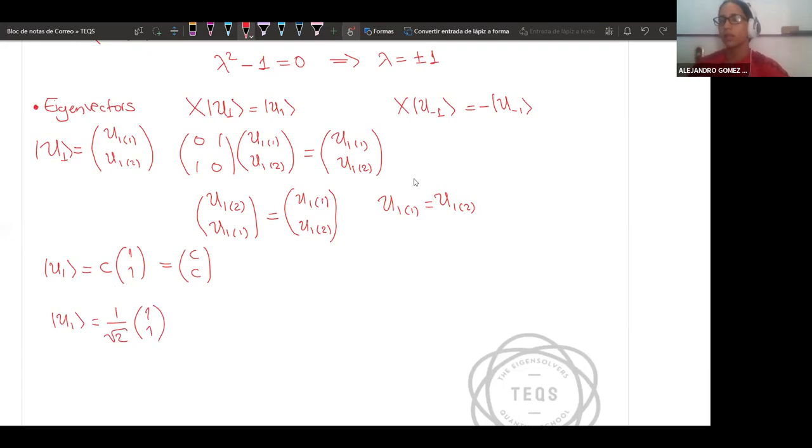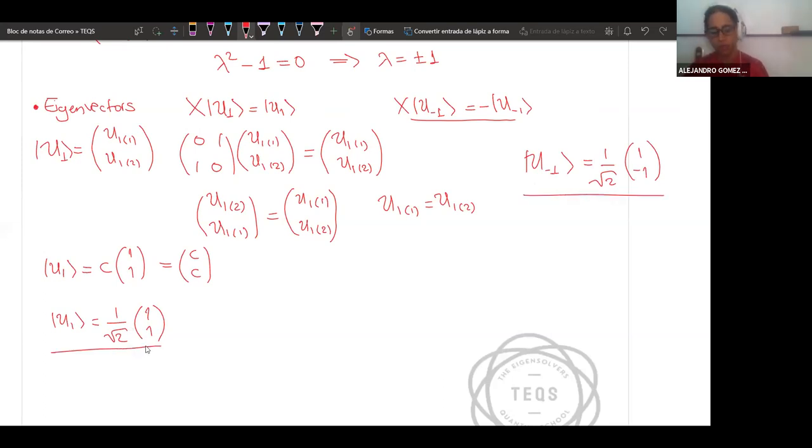We can do exactly the same with the second equation. We'll see that the eigenvector with eigenvalue minus one equals one over the square root of two, times (1, minus 1). So these are the two eigenvectors of the X matrix, and yeah, we have done it.